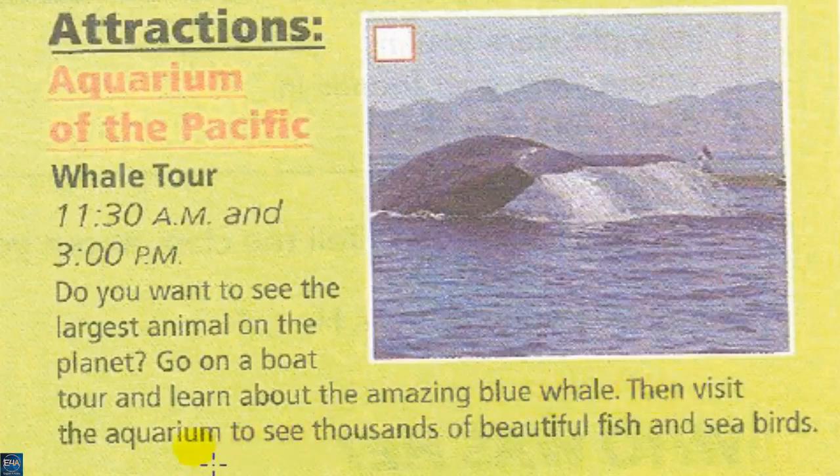Then visit the aquarium. After that, you can visit the aquarium to see thousands of beautiful fish and seabirds. You will see different kinds of beautiful fish and wonderful seabirds, birds of the sea. So you should put which one is very interesting, which one not interesting, from 1 to 5, put them in numbers.